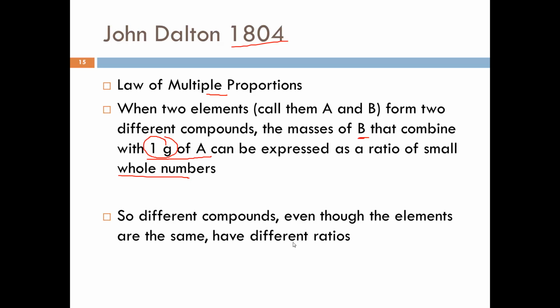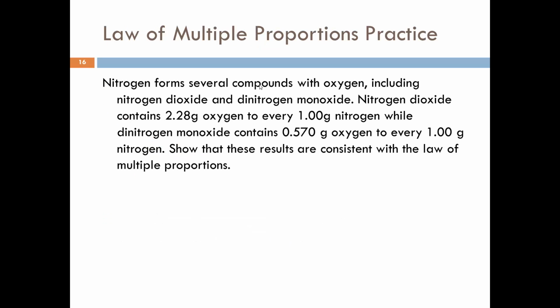For instance, nitrogen forms several compounds with oxygen, including nitrogen dioxide and dinitrogen monoxide. Nitrogen dioxide contains 2.28 grams of oxygen for every 1 gram of nitrogen. Notice they made it 1 gram. While dinitrogen monoxide contains 0.57 grams of oxygen for every 1 gram of nitrogen. Show that these results are consistent with the law of multiple proportions.